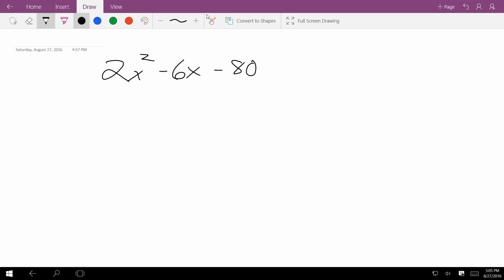Whenever you're factoring something, the very first thing you should always look for is, can I take a greatest common factor out? Yes, in this problem, which is 2, leaving x squared minus 3x minus 40.